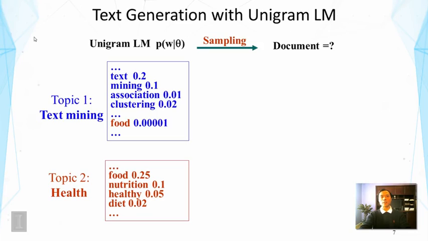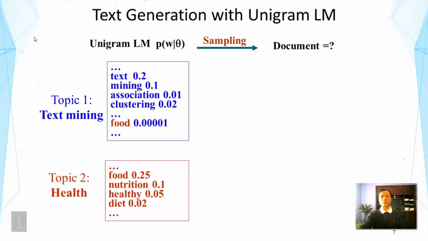Now we can then ask the question, how likely we'll observe a particular text from each of these two models? Now suppose we sample words to form a document. Let's say we take the first distribution, we try to sample words. What words do you think would be generated? Well, maybe text, or maybe mining, maybe another word. Even food, which has a very small probability, might still be able to show up. But in general, high probability words will likely show up more often.